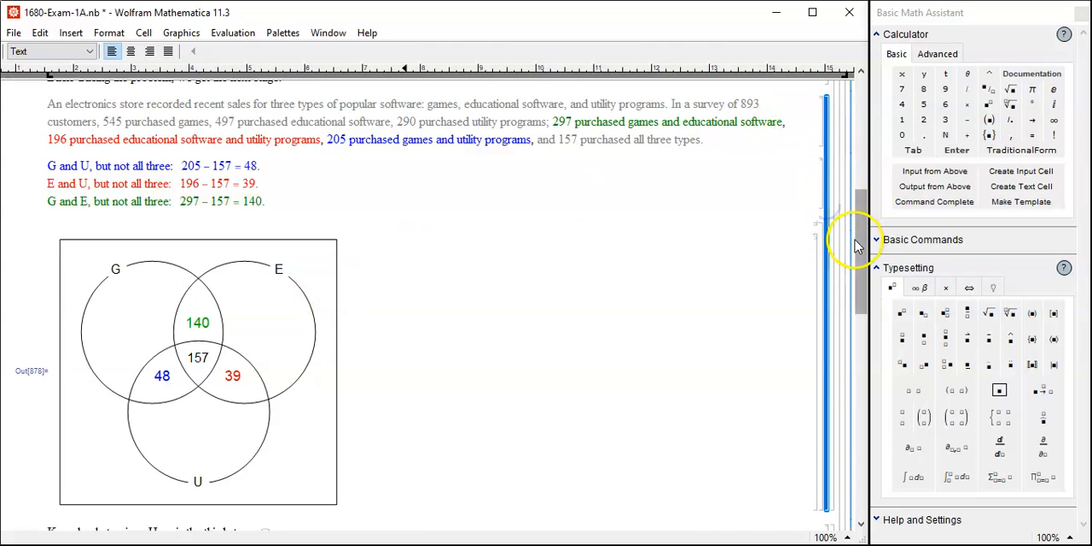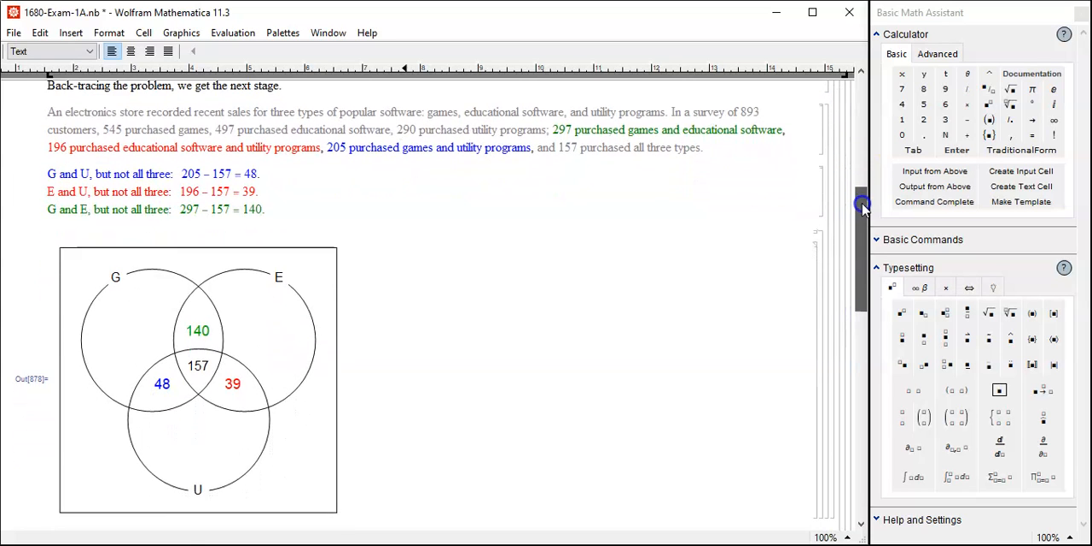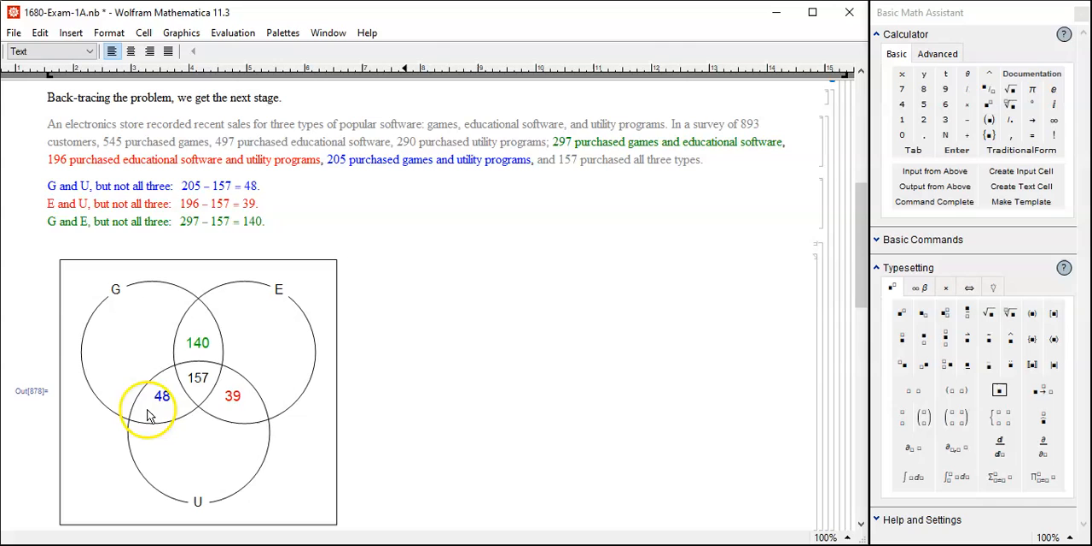So that's the color coding. Let's go back here. We begin with the middle part, 157, okay. Keep working backward. And next three colors, blue, red, green: subtraction, subtraction, subtraction. Making sense?